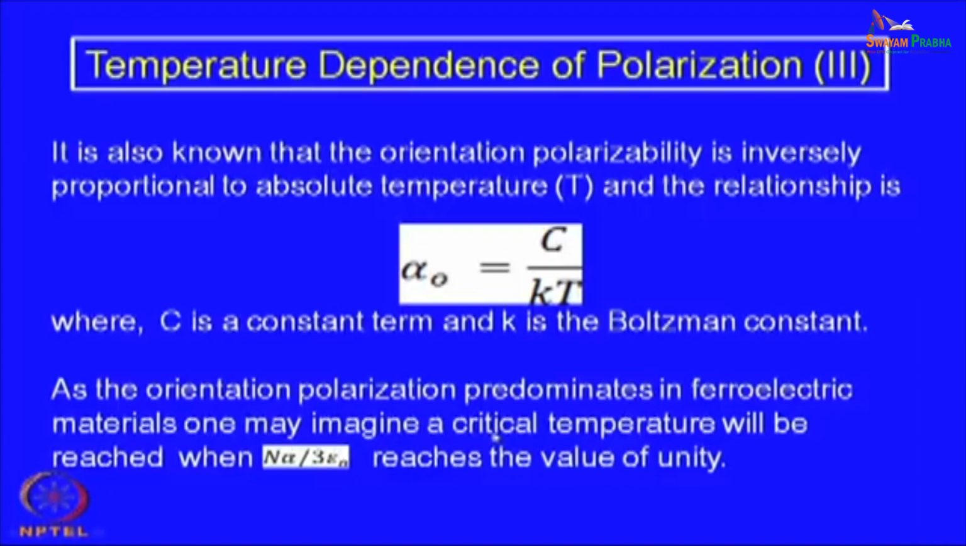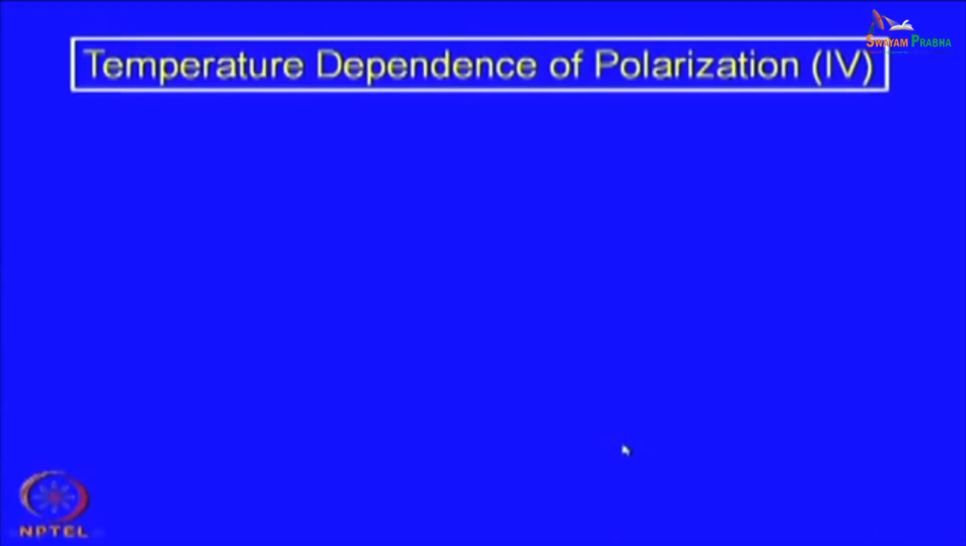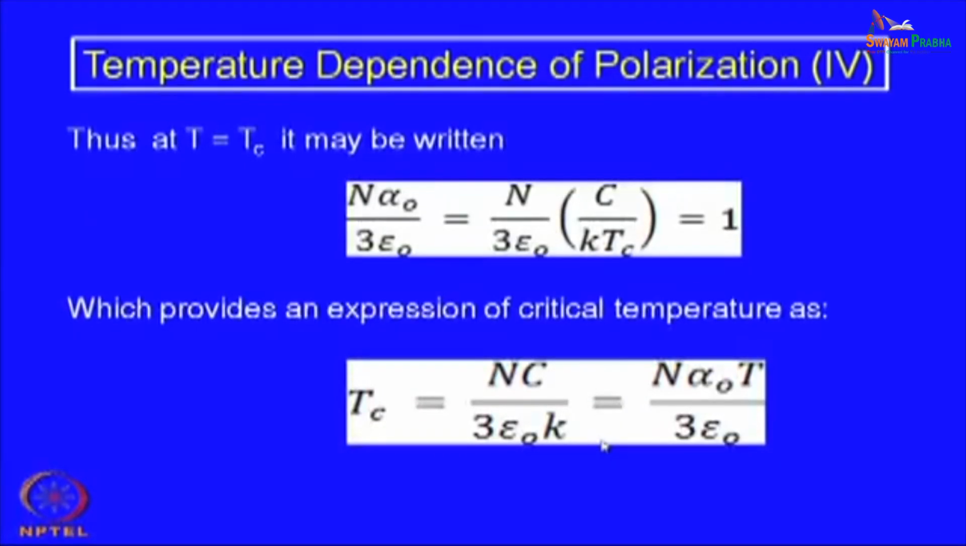As the orientation polarization predominates in ferroelectric material, one may imagine a critical temperature will be reached when n alpha by 3 epsilon reaches the value of infinity. In fact, this alpha is basically alpha 0. So once it reaches unity, then at a particular temperature, that temperature becomes quite an important parameter for us.